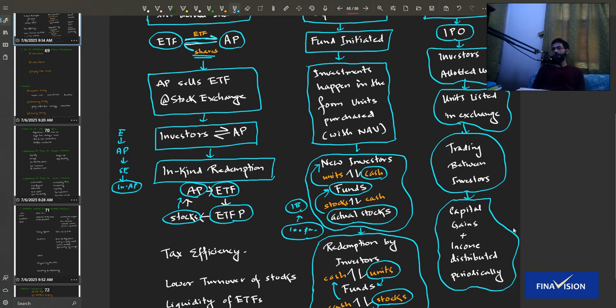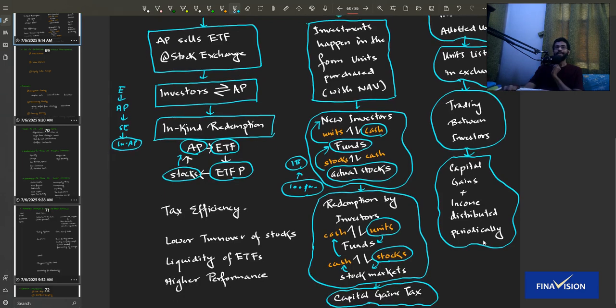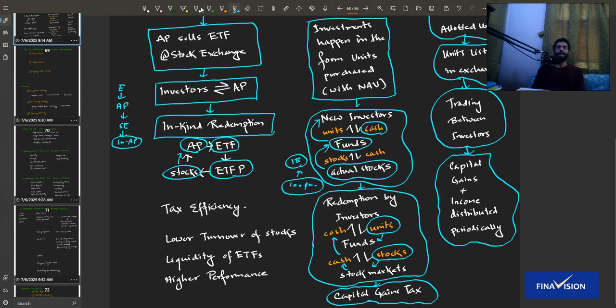This is one of the factors, but this also has tax implications. Just like open-end funds, this also incurs taxation, right? So in terms of tax efficiency, ETFs are much more tax efficient than both closed-end and open-end funds. So here we have written a few advantages of ETFs. First is tax efficiency. Lower turnover of stocks.